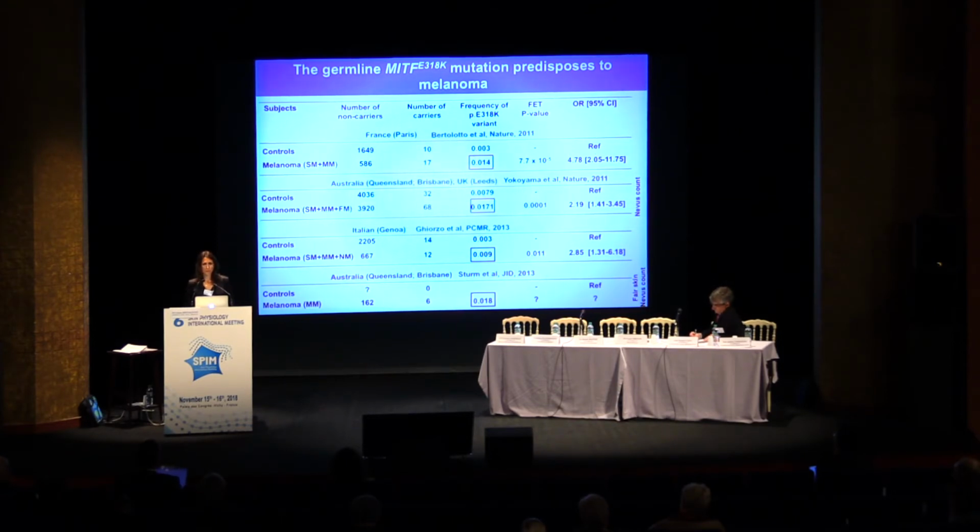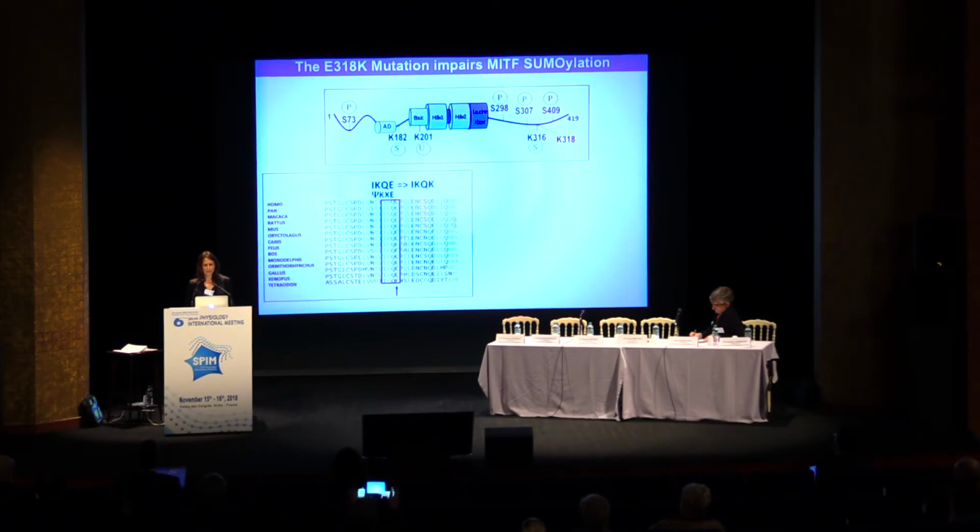So of course, the first thing we did was to determine the impact of this mutation on MITF. Again, this is a schematic representation of MITF with all the reported post-translational modifications. And 2 sumoylation sites, K182 and K316, were previously reported. The glutamate is highly conserved among species from human to fish, and falls within the second sumoylation site here. And so the mutation changed this consensus sumoylation site, IKQE, into IKQK. That means that probably the mutation impacts the sumoylation of MITF.